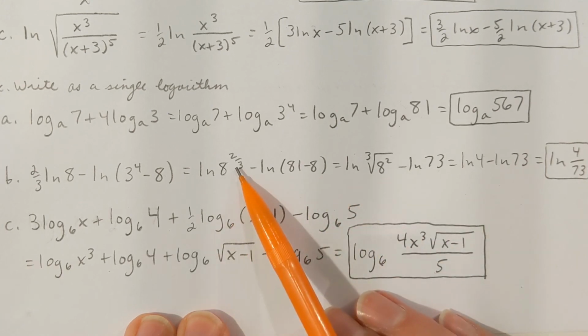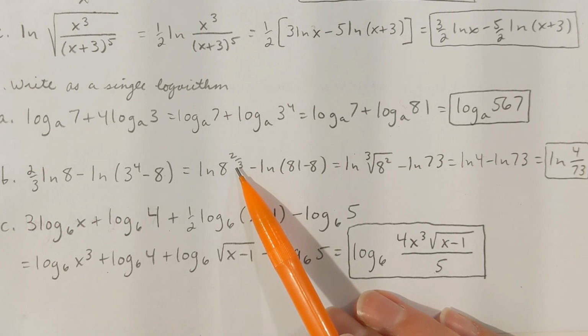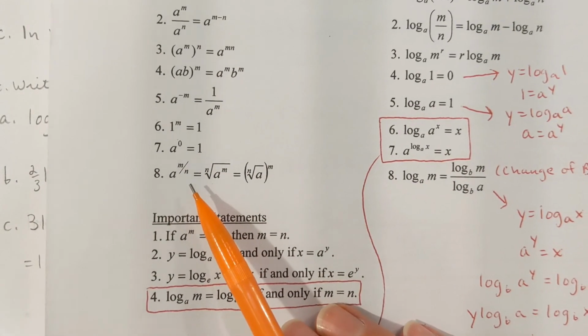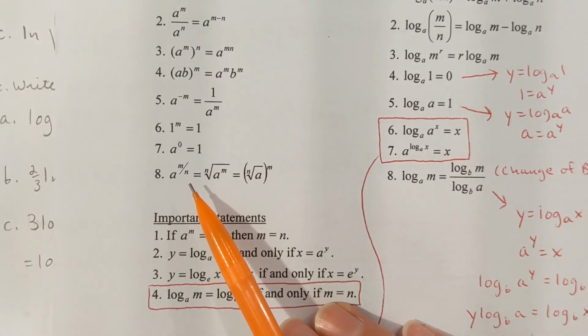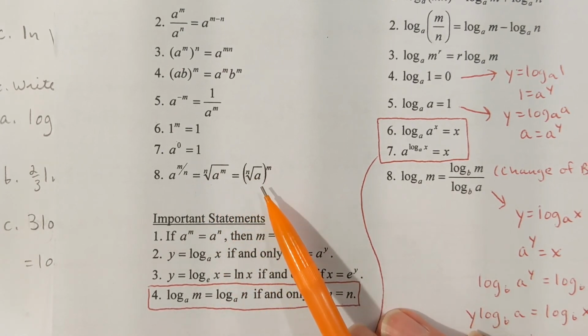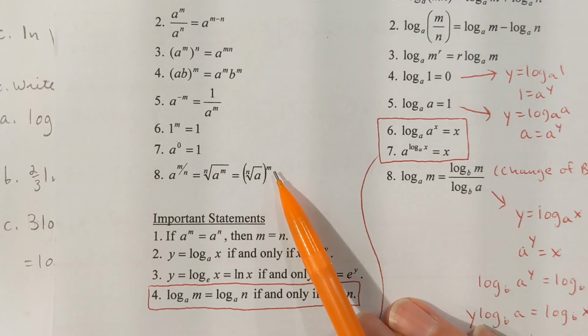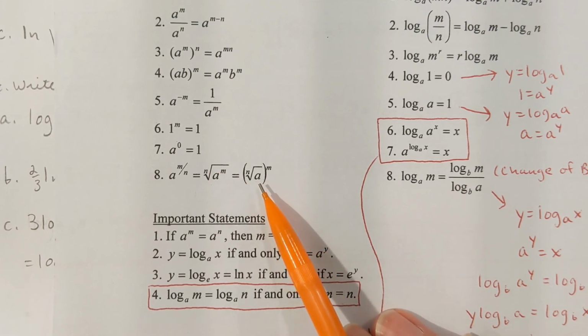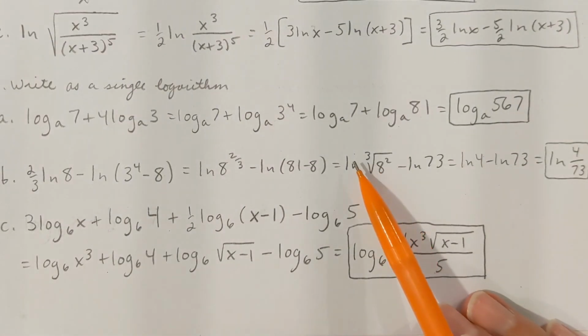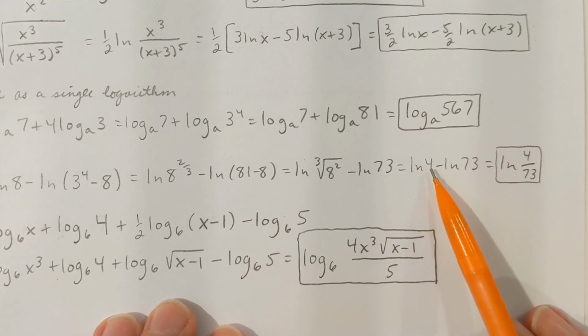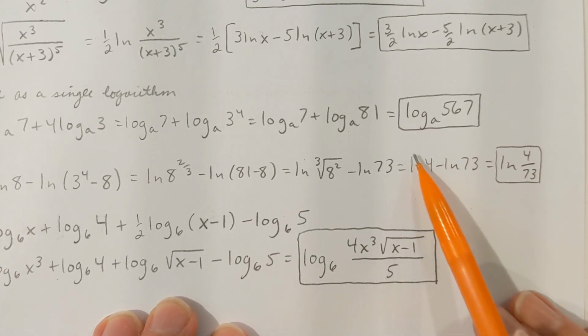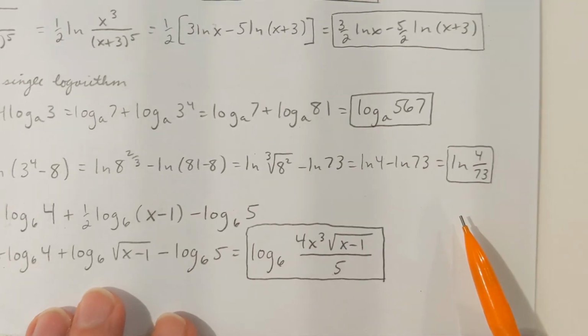So now 8 to the 2/3, using law 8 on the exponential side of that sheet, would be the same thing as the cube root of 8 squared. Well, the cube root of 8 is 2, and 2 squared is 4. So 8 to the 2/3, that'd be 4. Of course, I still have the ln notation here.